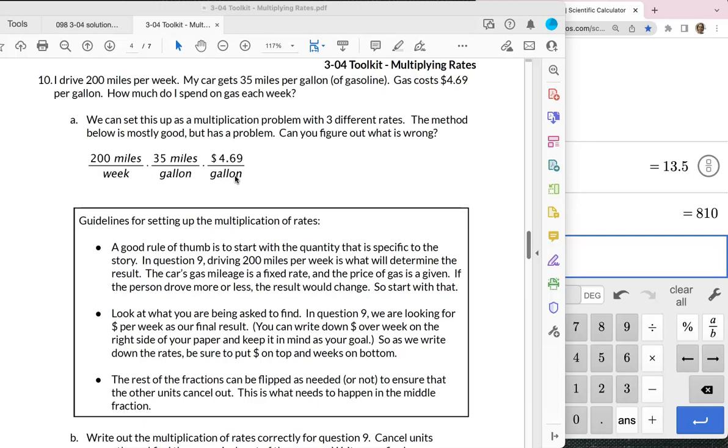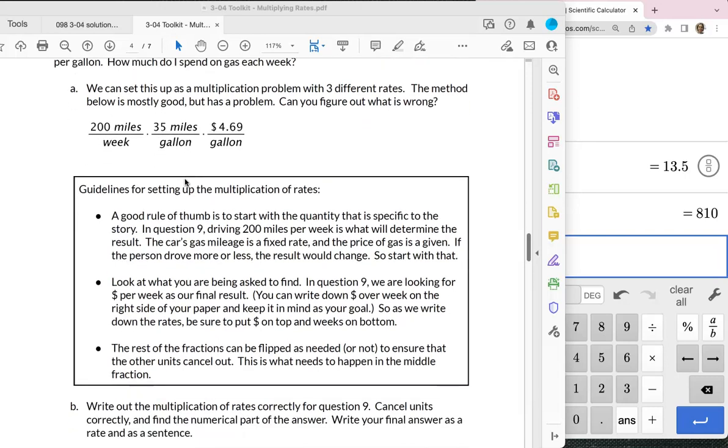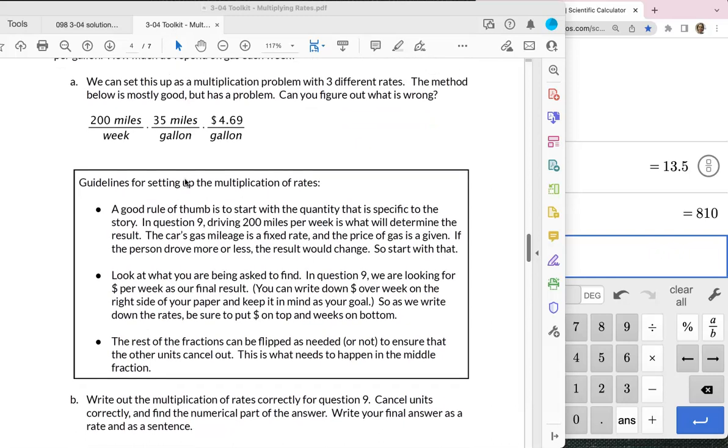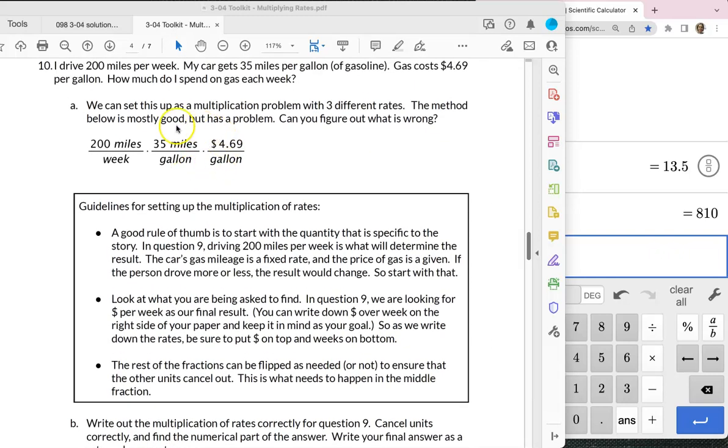I always worry about the words first, and I'm noticing that miles are both on top, so they're not going to cancel. And gallons are both on bottom, so they're not going to cancel. We can address that, but before I go any further, I have some guidelines for you, because I've seen my students struggling with how to set these problems up, and sometimes they don't know what to start with, and that's what the first item here is about.